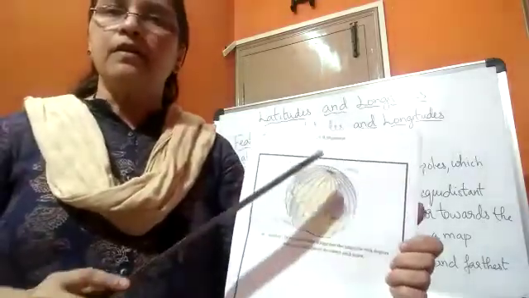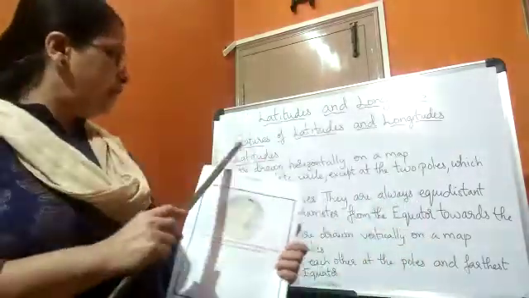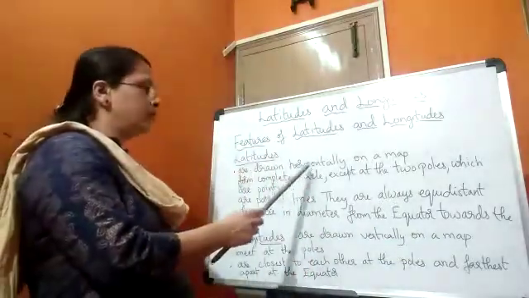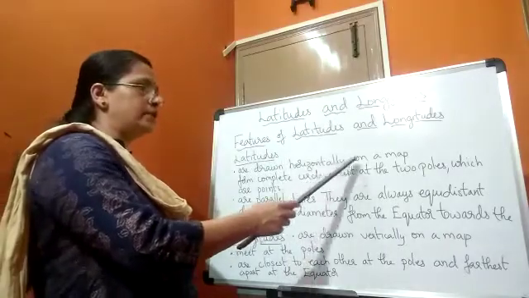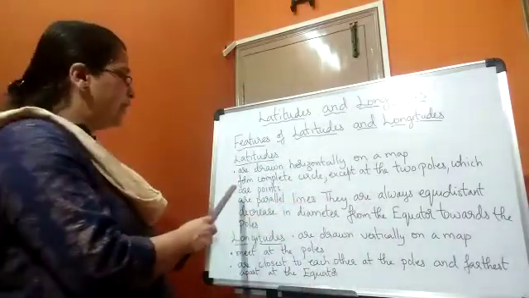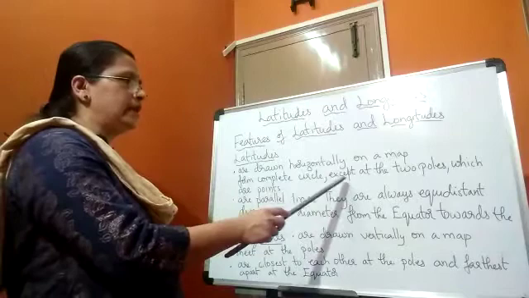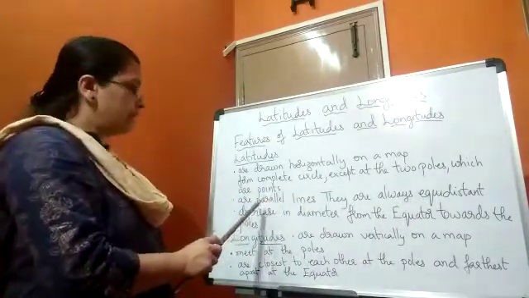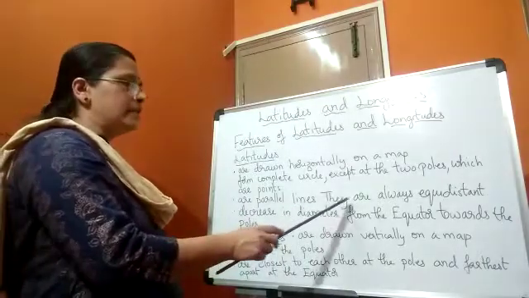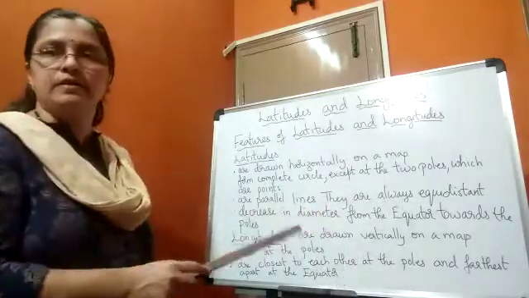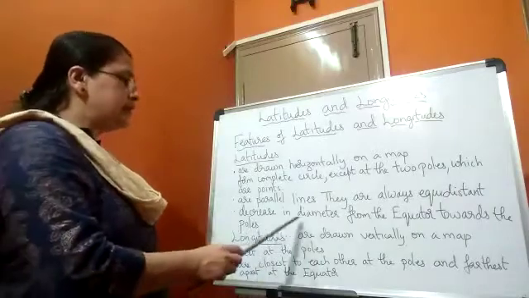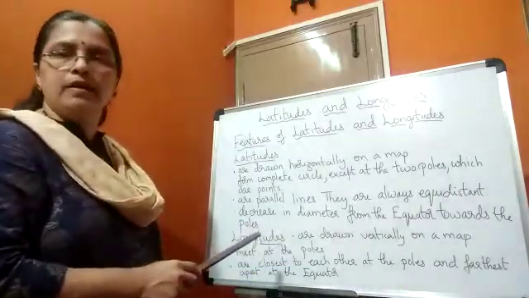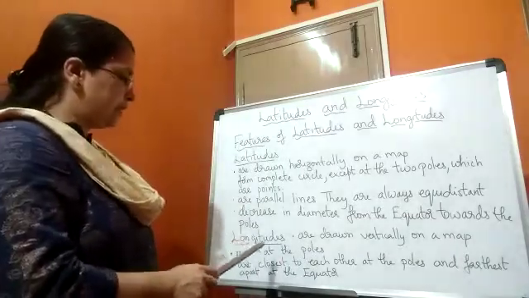These are the features of latitudes and longitudes. Latitudes are drawn horizontally on a map. They form complete circles except at the two poles, which are points. They are parallel lines, always at equal distance. They decrease in diameter from the equator towards the poles.